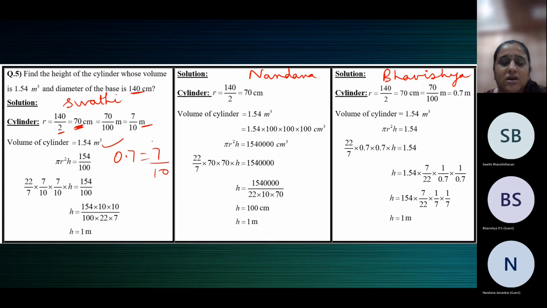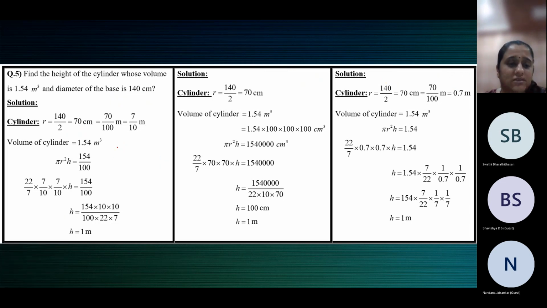We are not converting a particular unit to a different unit. We are just shifting the decimal point. Correct? Yes, ma'am. So 1.54, as Swati said, we just put it in the fractional form, like 154 by 100, just to shift the decimal point. Very good, Swati.